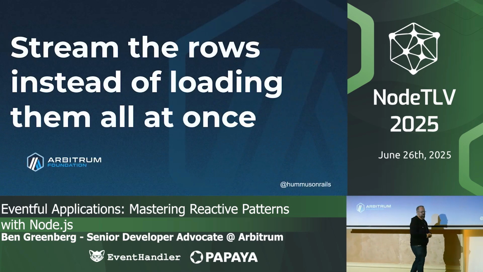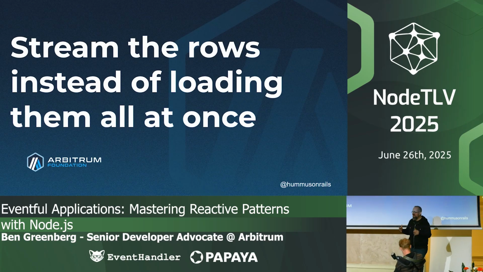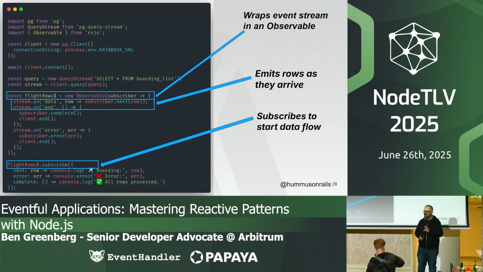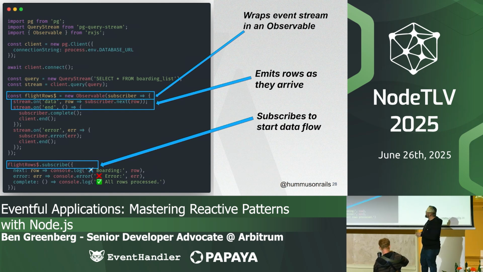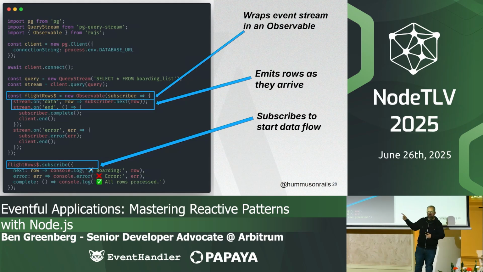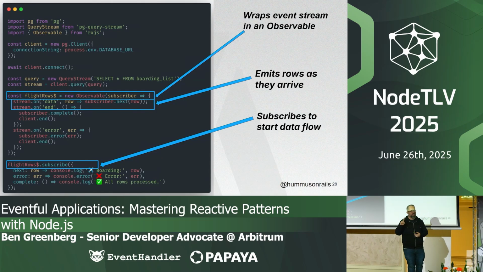So the way you would do that, you would stream the rows instead of loading them all at once. And essentially the way it would look in your code, first you'd import your dependencies. In this we're using RxJS, a very common dependency for reactive programming. And you notice that we are wrapping our event stream. First we subscribe to our event stream, which is our database. And then we are wrapping it in an observable by declaring and instantiating a new observable object. And as the data comes in, we can operate on that data.